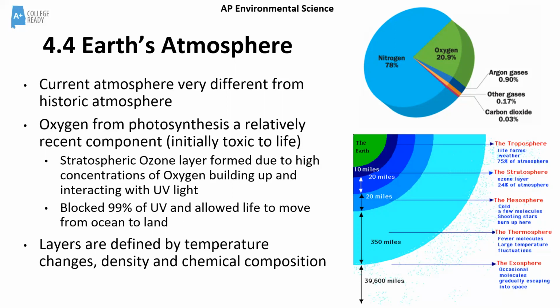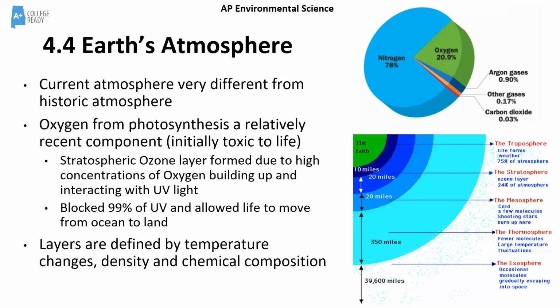Let's talk about the layers of our atmosphere, because it's not all the same. When we look at that graph on the top right, that is our troposphere. That's what we're talking about. That is the layer of our atmosphere, as you can see from the bottom right diagram here, that is closest to the Earth's surface. It's the air that we breathe. It's where life exists. It's where all of our weather happens.